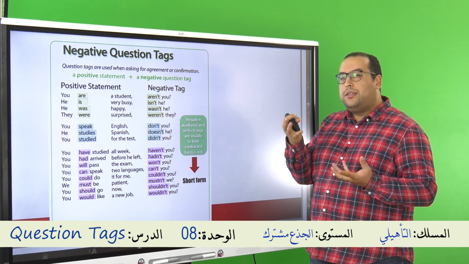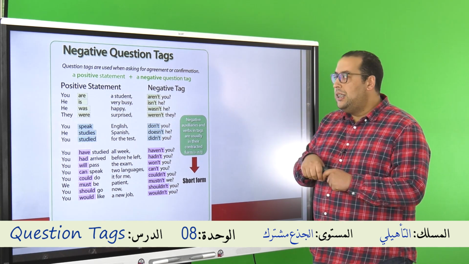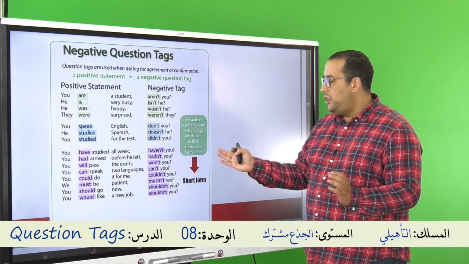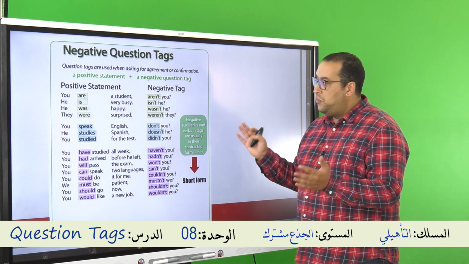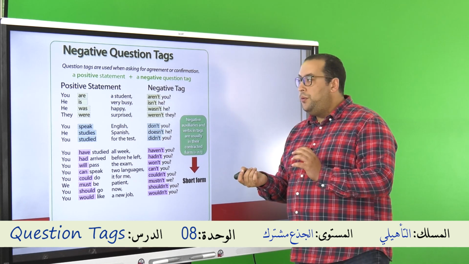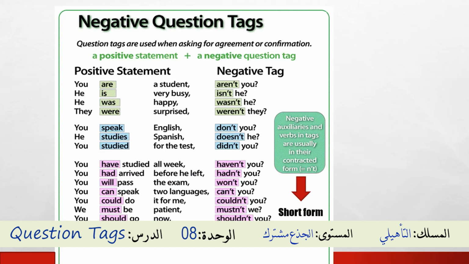It's not quite practical in language, okay? So we use it in the contracted form, the short form, and we say, aren't you? He is very busy. Is not he? It's better to say, isn't he? Okay? Again, this is for the verb to be.